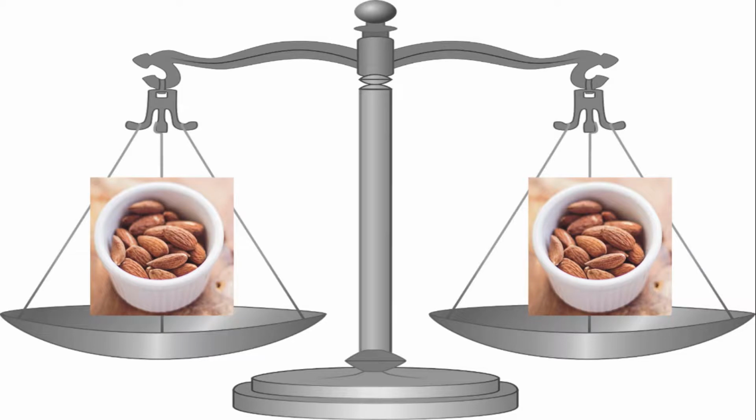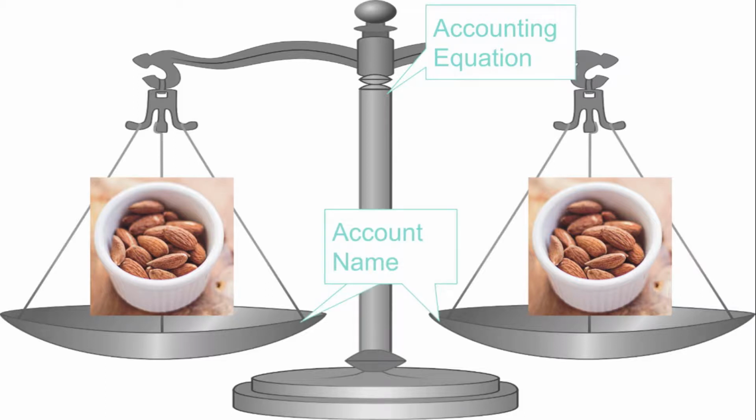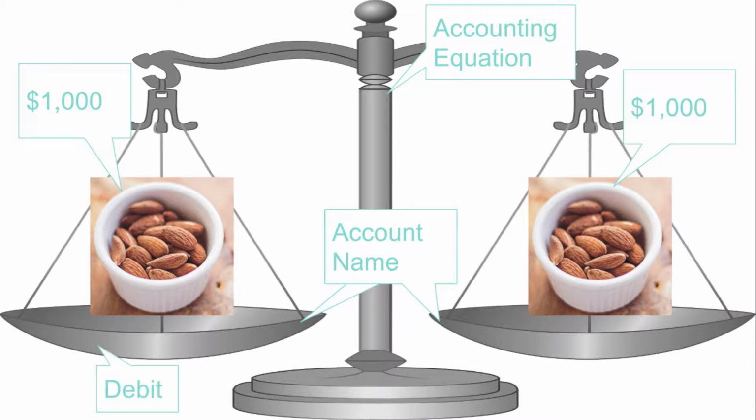The scale is the accounting equation, which you need to keep balanced at all times. Meanwhile, the pans are your accounts and the bowls of nuts are the monetary value of the transaction, which is the same value on both left and right. The left side represents debits, while the right side represents credits.